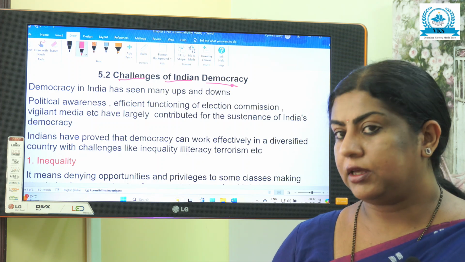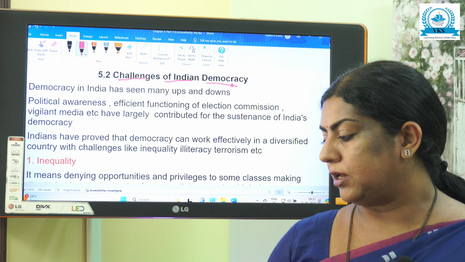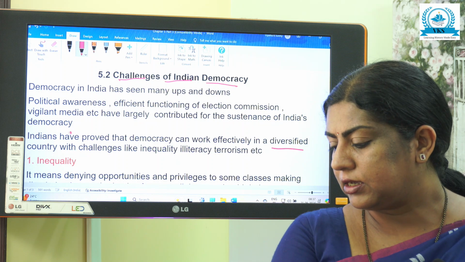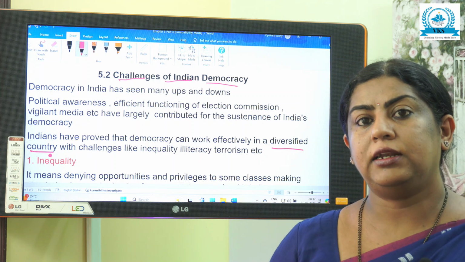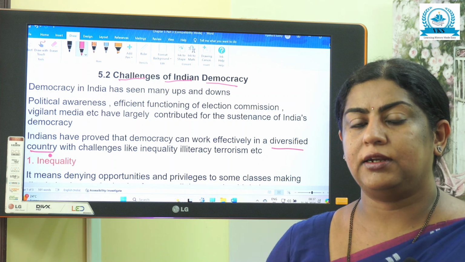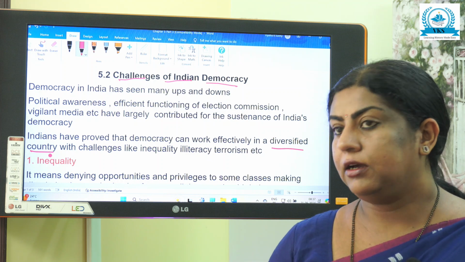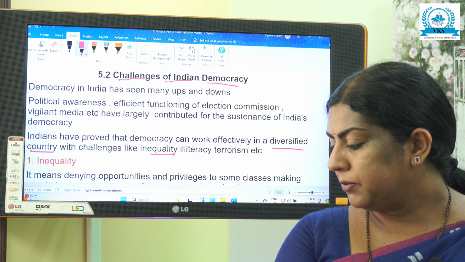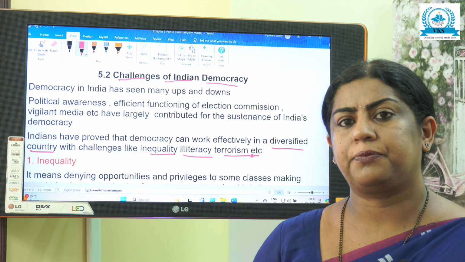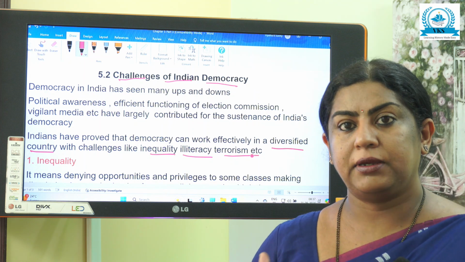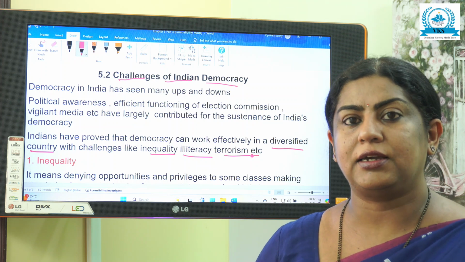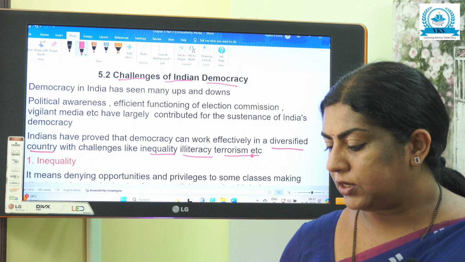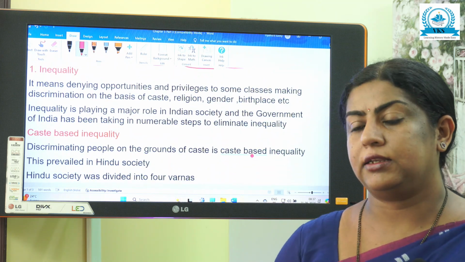Now, India has proved that democracy can work effectively in a diversified country. We know that India is a country with many diversities. India has proved that democracy can work effectively with challenges like inequality, illiteracy, terrorism, etc. Even though we face many challenges, democracy still works. Now let us see one by one what challenges are faced by Indian democracy.